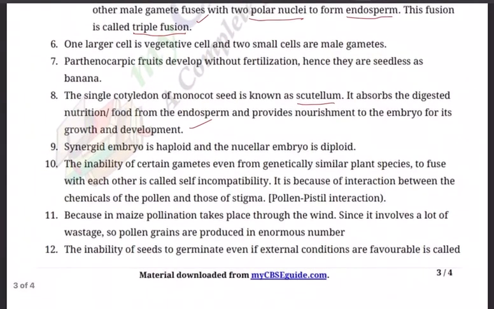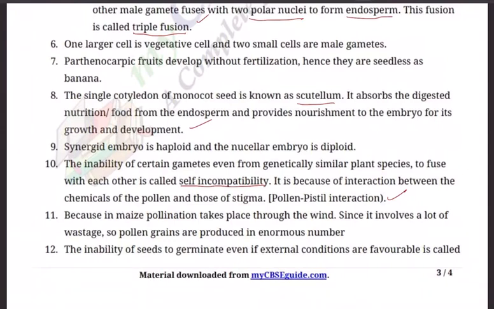Question number 10. The inability of certain gametes, even from genetically similar plant species, to fuse with each other is called self-incompatibility. It is because of interaction between the chemicals of the pollen and those of stigma. So pollen pistil interaction. So if this is missing, then self-incompatibility arises. Question number 11. Because in maize, pollination takes place through the wind. Since it involves a lot of wastage, so pollen grains are produced in enormous number.